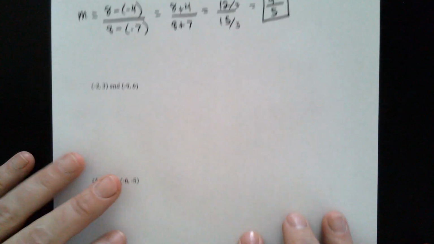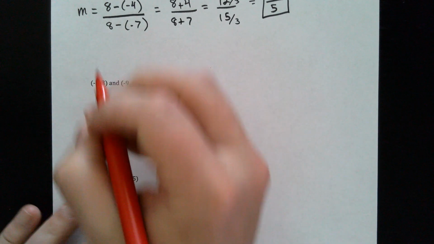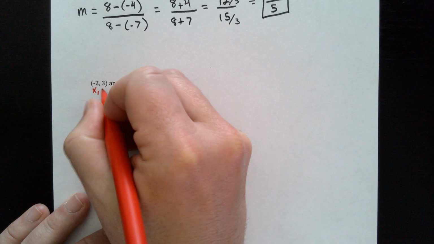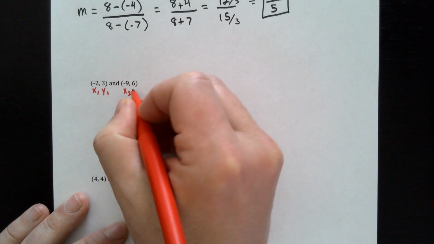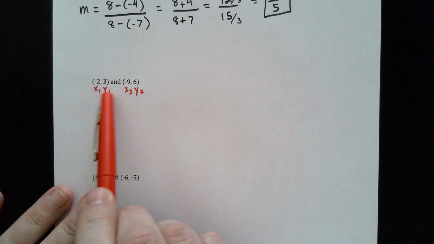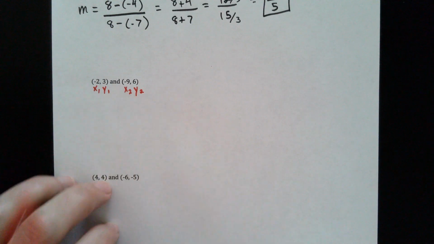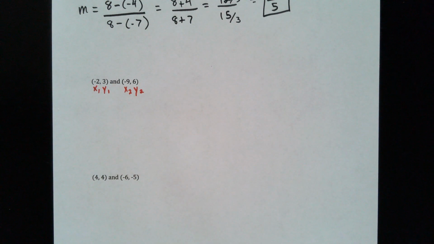Okay, so let's get the next one. So let's label just like we did last time. X1, Y1, X2, Y2. And I do get this question sometimes. Does it matter? Can I label these X2, Y2 and these X1 and Y1? Absolutely you can, and you'll get the same answer. Okay. All right, so let's use the formula.